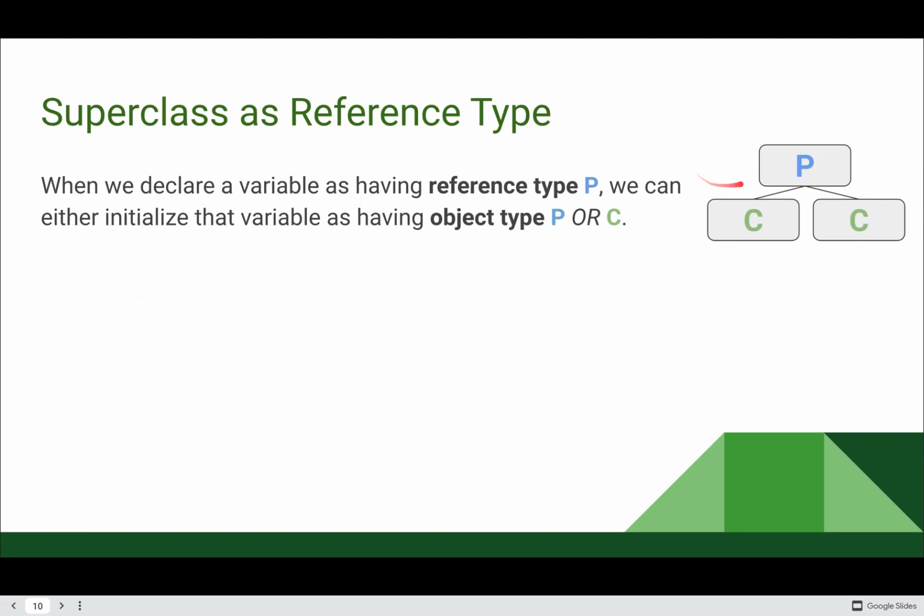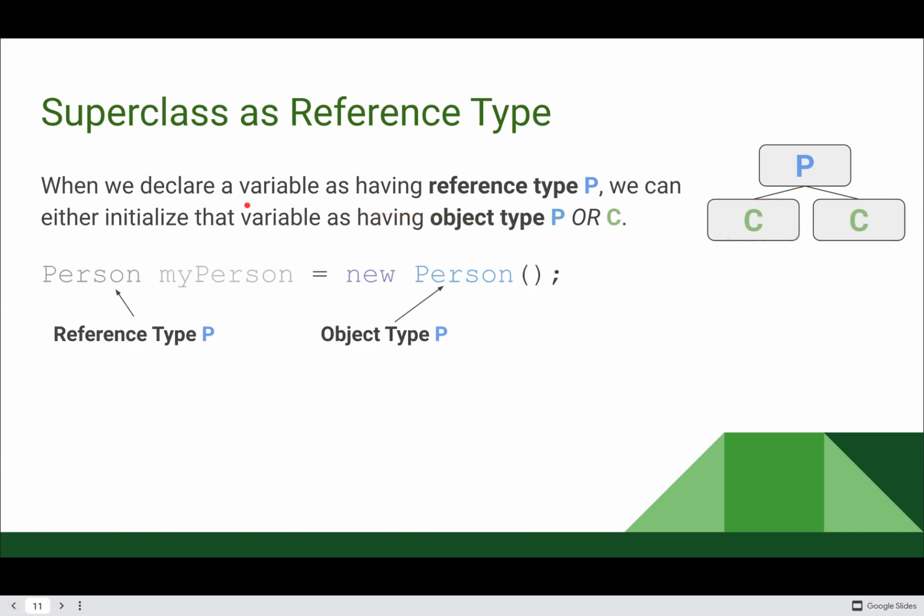So, like I was saying, anytime I declare a variable as having reference type P, we can either initialize that variable as having object type P or object type C. So I can say Person myPerson equals new Person. Both reference and object type are a superclass here. Or I can say Person myPerson equals new Student. Once again, my reference type is still my superclass, but my object type is my subclass, my type C class. Does this idea make sense from here? Cool, okay.